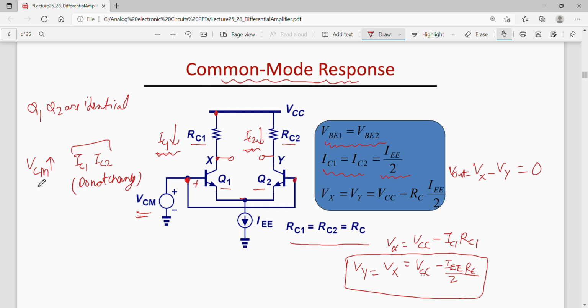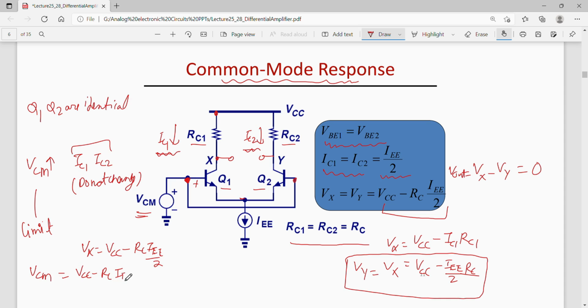But there is a limit for this VCM to change. That is the upper limit of VCM, up to what point VCM, the input to these two transistors, can go up. That can be found from here itself. We find that Vx is VCC minus RC times IEE by 2. And imagine that at the input here, VCM is also this much.